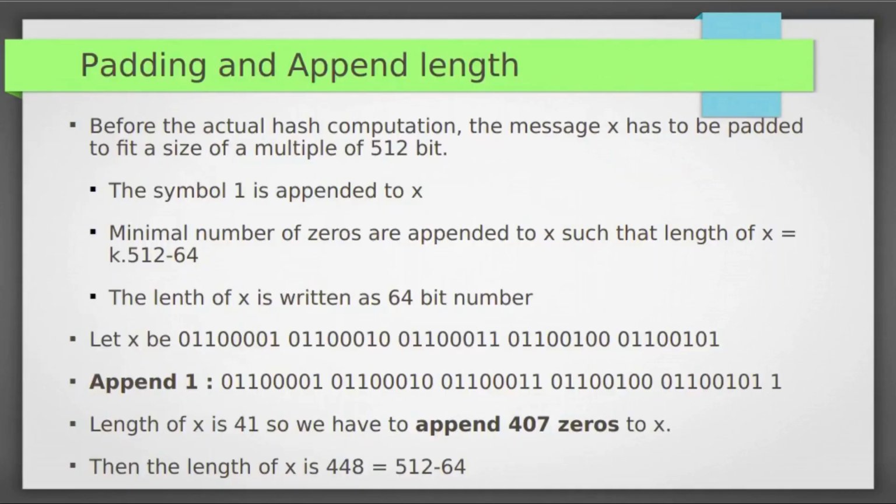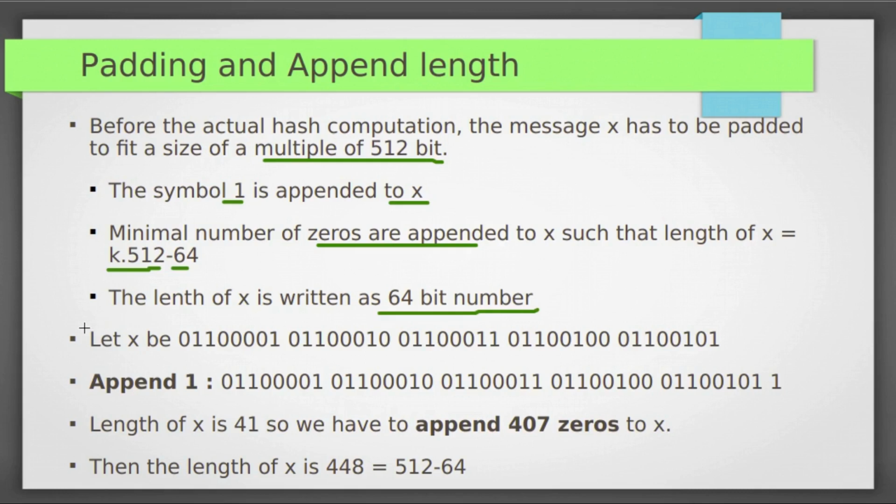Let's see in detail what will happen in padding, message schedule and round function. Padding. Message has to be padded to fit size of multiples of 512 bits. First, we need to append 1 to the original message. Let's say message here is X. Second, zeros are appended to message such that length of the message equal to k into 512 minus 64. Third, at the end, append the length of the message written as 64-bit number.